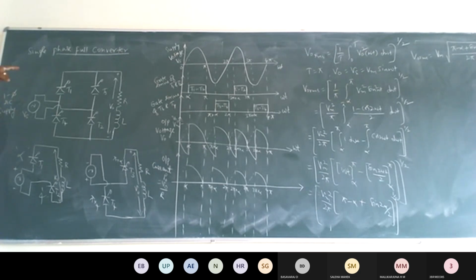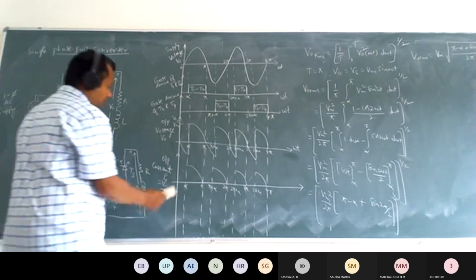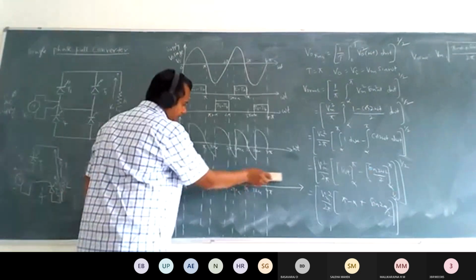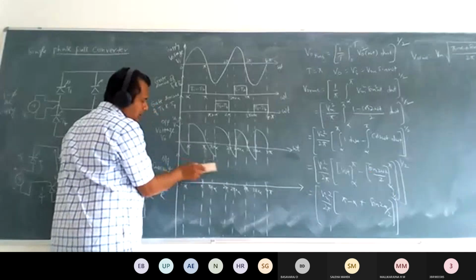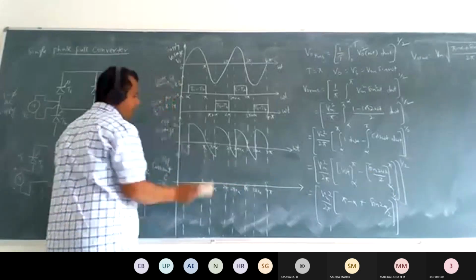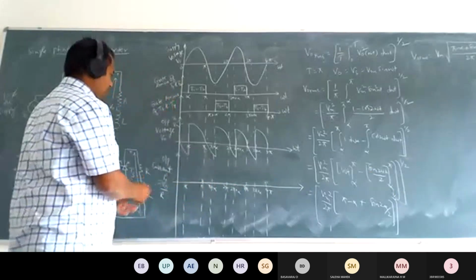After that, you need to calculate. You just copy this single phase full converter operating with RL. Here, the output voltage and output current waveforms are different.